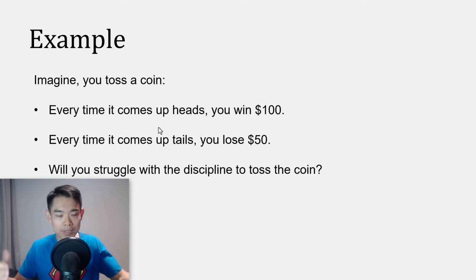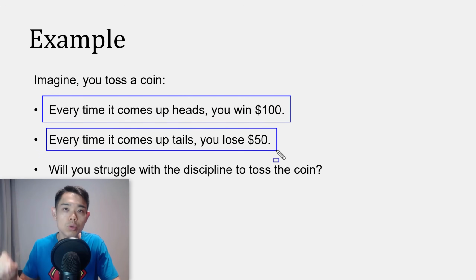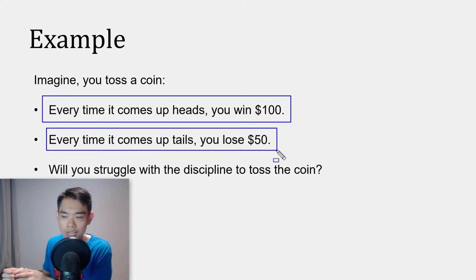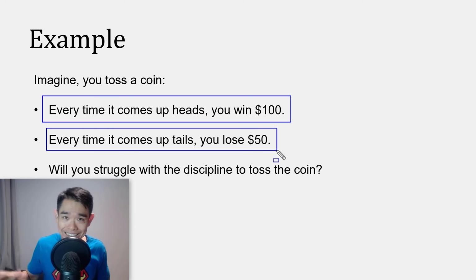For example, imagine this to prove my point. Imagine that you have a coin. Every time you toss the coin, it comes up heads, you win $100. Every time it comes up tails, you lose $50. Let me ask you, will you struggle to toss the coin? Will you feel like after 3 tails in a row, you struggle? Man, Rayner, I can't seem to toss the coin the 4th time. So what if I lose? I think 99% of the population won't face that problem.